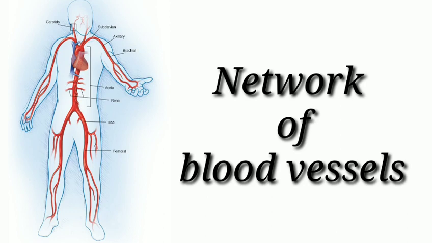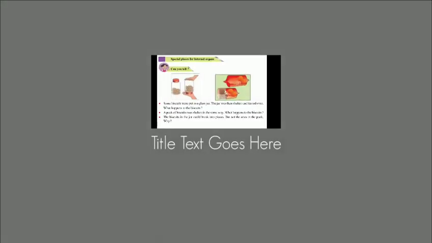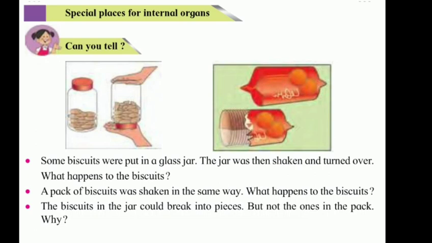about them. Now students, we are going to learn about the special places for internal organs. See, first one, can you tell? Some biscuits were put in a glass jar. The glass was then shaken and turned over. What happens to the biscuits? See, the biscuits which are loosely put in a glass jar will break into pieces when the jar is shaken and turned over. Now, a pack of biscuits was shaken in the same way.